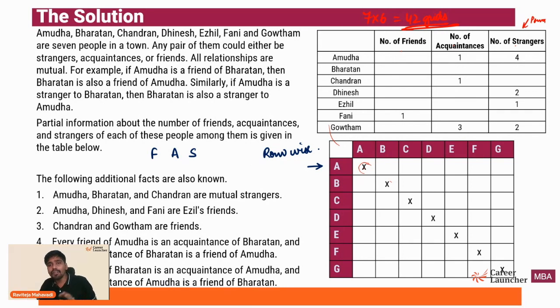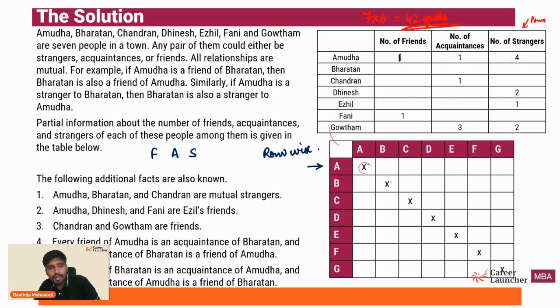First of all, let us see what all things can be definitely determined. Look at the points table. You have 4 strangers, 1 acquaintance, and barring A, there are 6 people. If 4 of them are strangers, 1 of them is an acquaintance, the number of friends that A should have is 1.